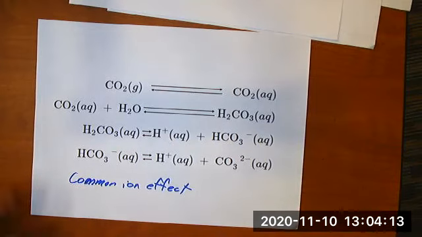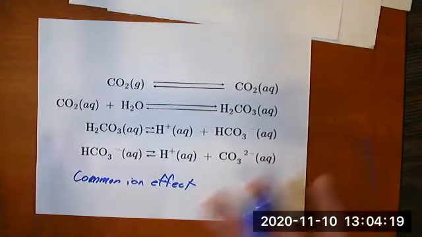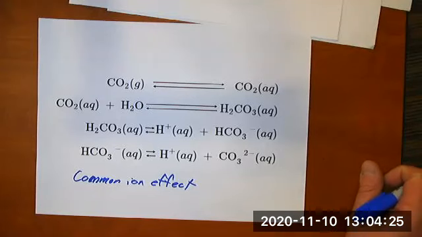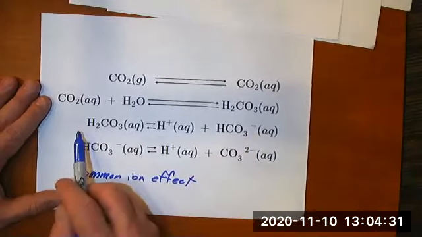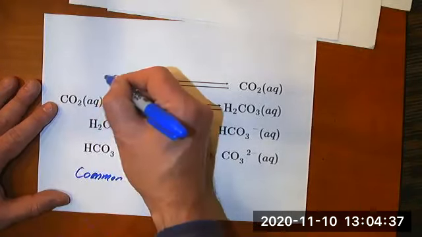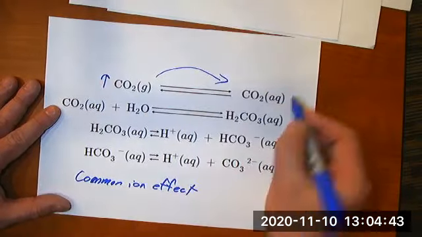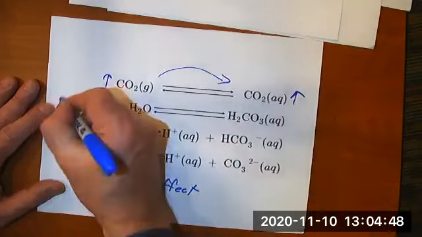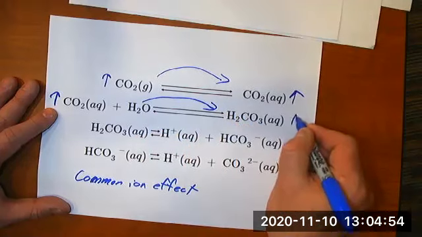Okay. So one way to think about this kind of thing is to have your equilibria in front of you and draw arrows based on Le Chatelier's principle. So let us suppose that something causes an increase in the CO2 gas that we have. Well, that's going to shift the equilibrium this way by Le Chatelier, which means that the CO2 in aqueous solution is going to go up. Okay, now we need to go down here and say, okay, that's going to go up, which means that this equilibrium is going to shift this way, which means this is going to go up.